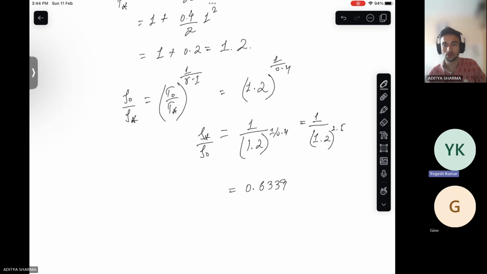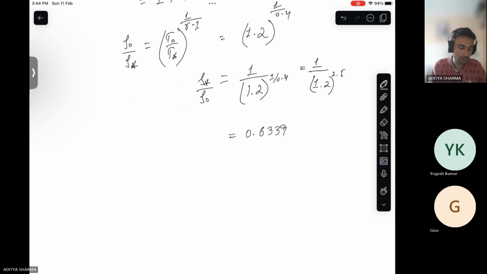0.634, or yeah. And what is Ginny getting? 0.6339. Right. Okay then. So I'm also getting values like these.